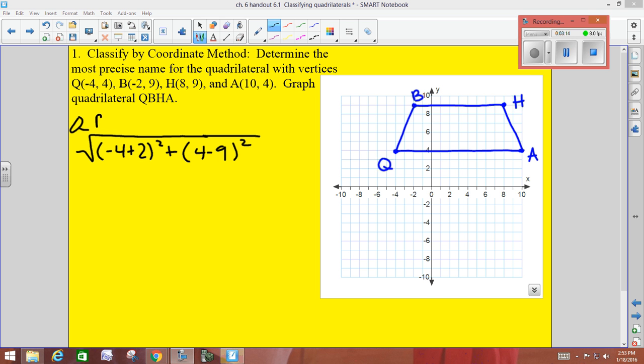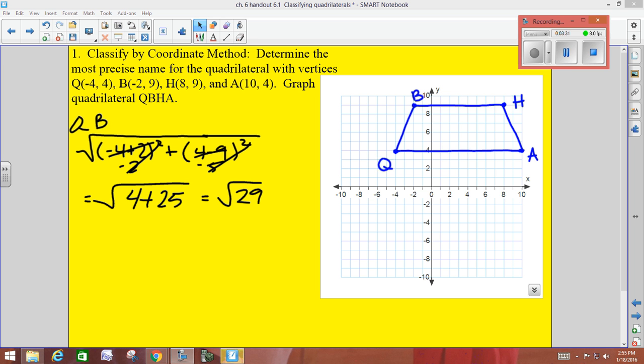Cool, I'm doing QB right now. You guys do AH. Go. Remember, when you square something, it should stay positive or become positive, I guess. I get the square root of 29. I can throw that in the calculator if I want to. It's not going to come out evenly.